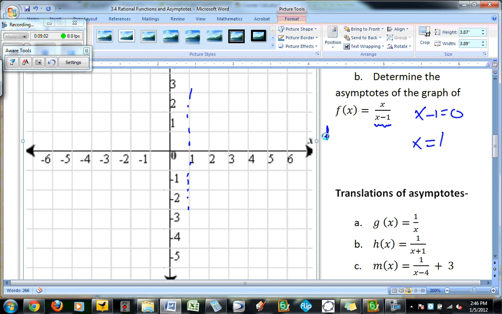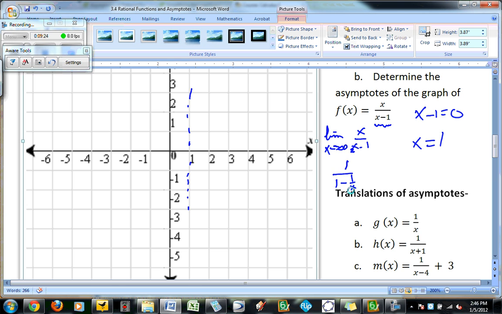And the same thing, to find our horizontal asymptote, take the limit as x gets really, really big of x divided by x minus 1. Remember, we divide by the highest power of x. In this case, it's x again. So x divided by x is 1. x divided by x for this guy is also 1, minus 1 over x.